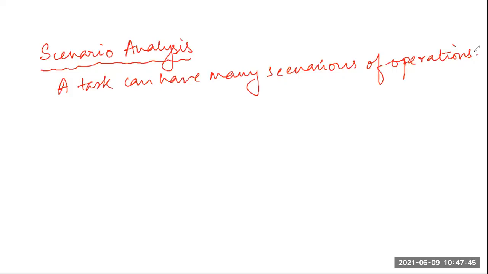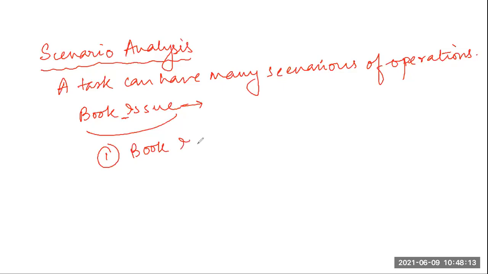For example, suppose there is a task which we were studying, the book issue. So this book issue task of a library automation software may have several possible scenarios. One scenario can be that the book is issued successfully to the member and the book issue slip is printed. So the book is issued and the slip is printed. This can be one situation, or rather one scenario.